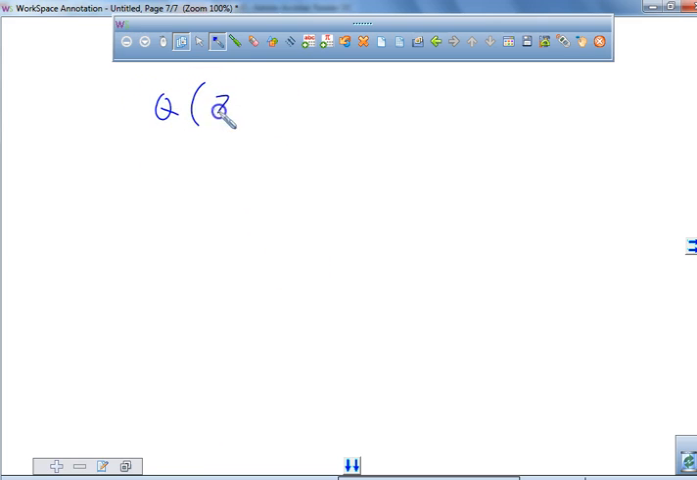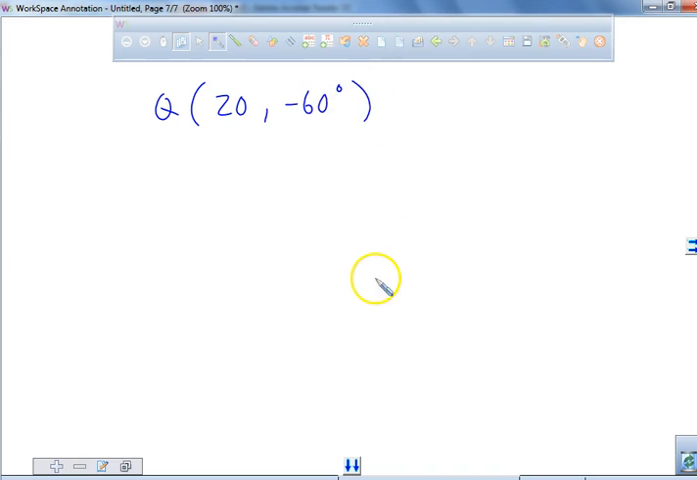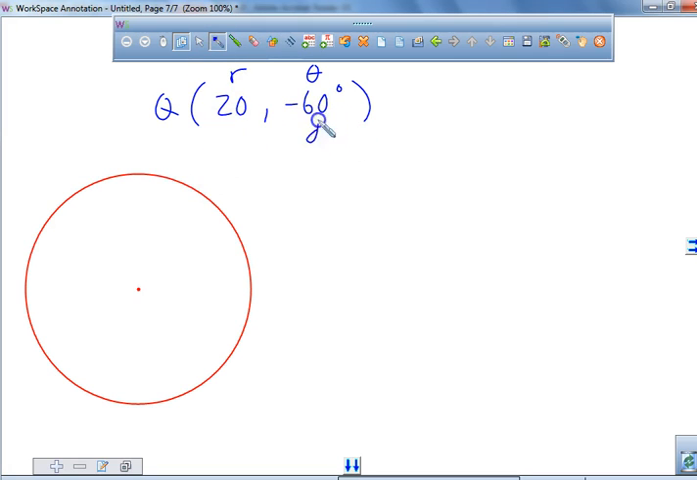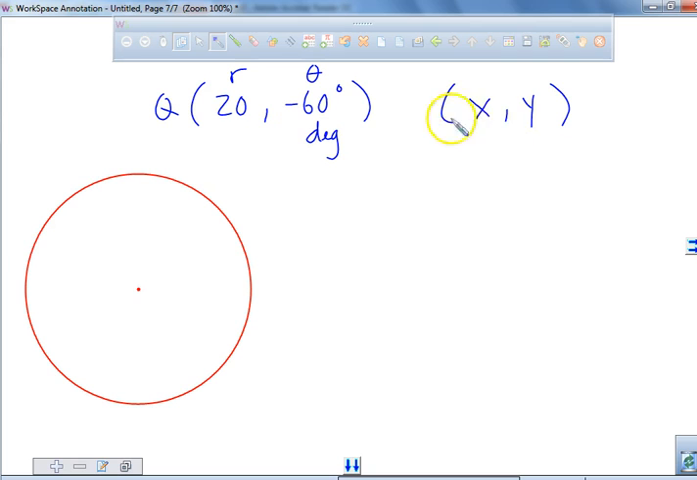Q is at a 20, negative 60 degrees. This is your R value. This is your theta. I'm going to show you the exact same process, except this time we're not working in radians. Now we're working in degrees. So our goal is to take these polar coordinates and make them an X and a Y coordinate, which is a rectangular coordinate, not a polar coordinate. So we're going to start right here. Once again, we're going to start right here, and we are at how many degrees right there? 0.